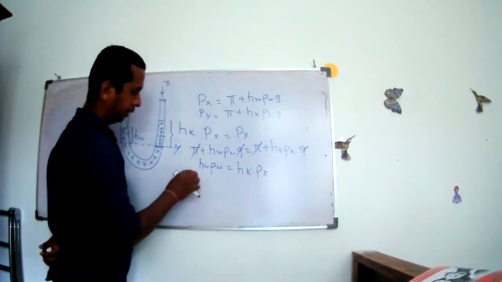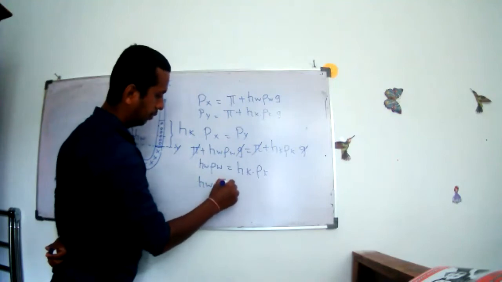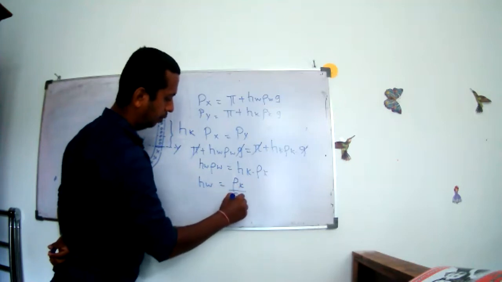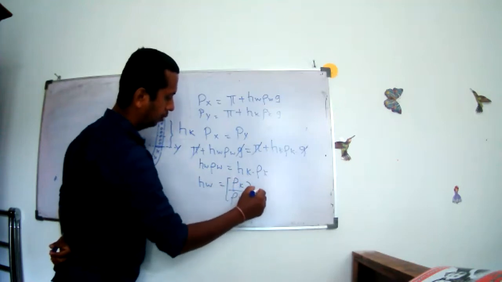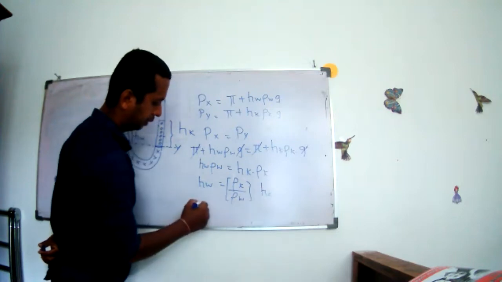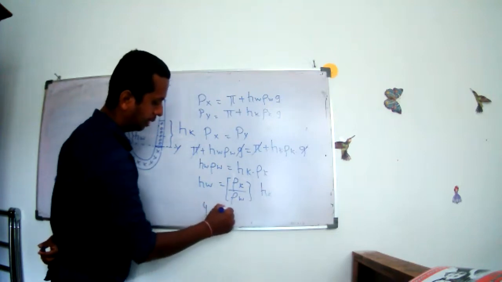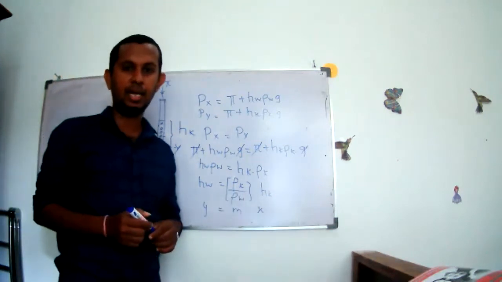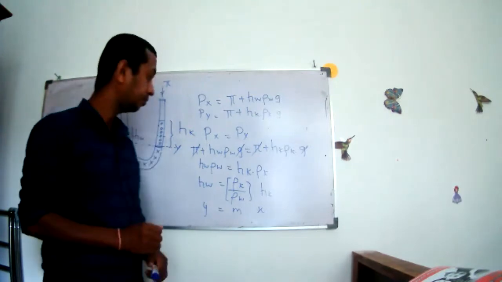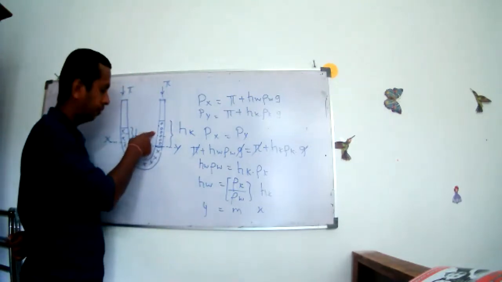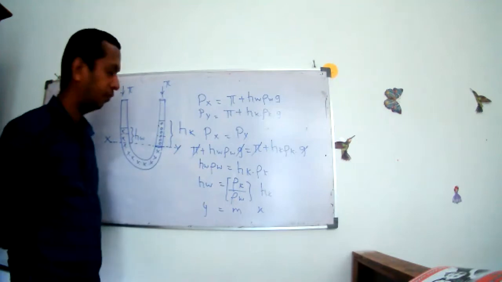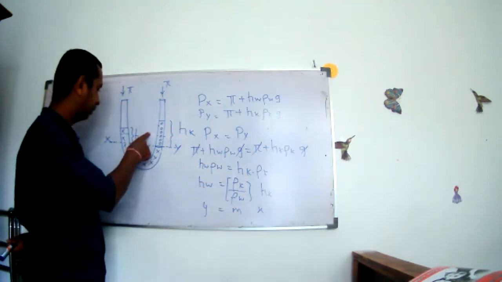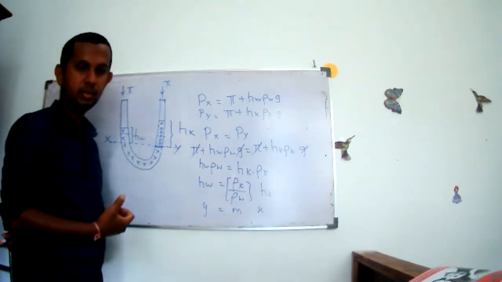Then I am going to make hW the subject. hW is equal to rho K over rho W into hK. This is the format of y equals mx. So then we can change the height of the kerosene oil column. As a result of that, the height of the water column is also going to change.